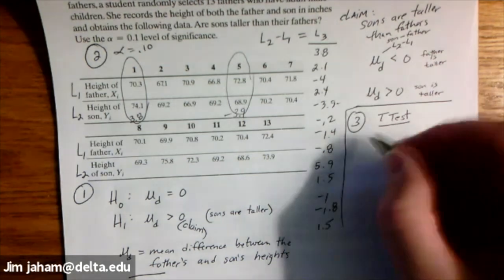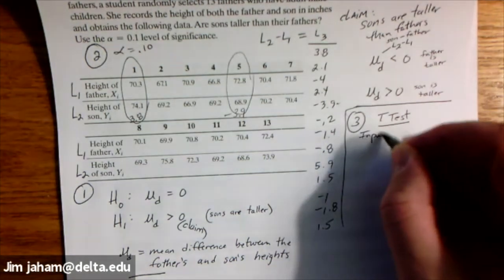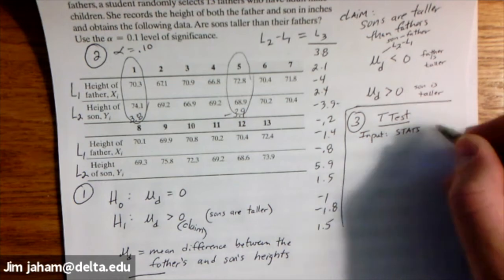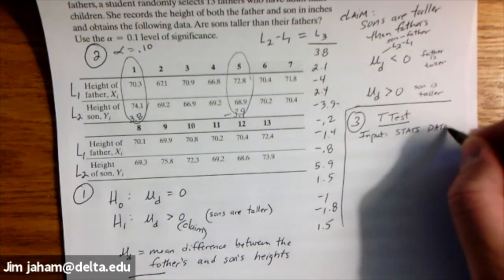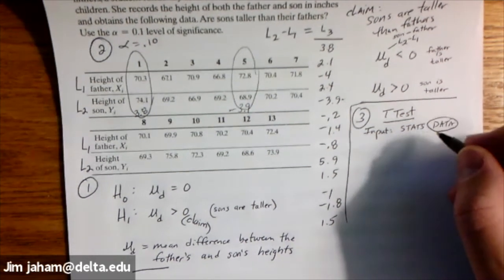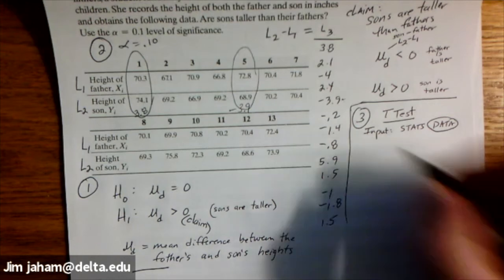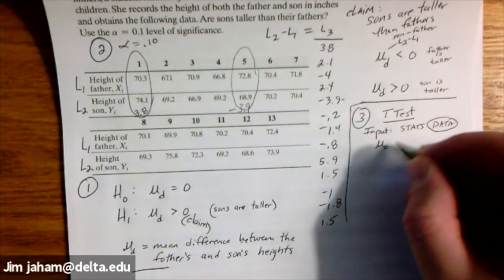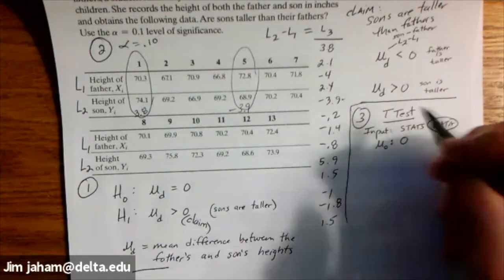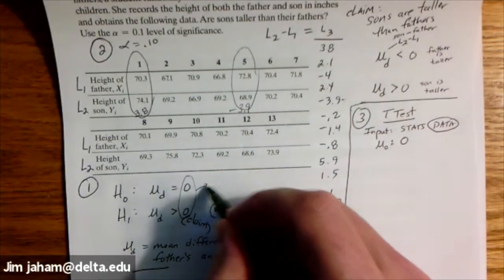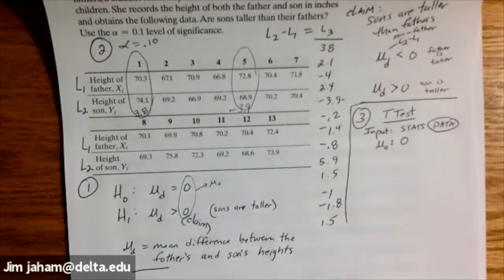All right, so the first thing it asks for is the input. Many of our problems, we just circle the summary stats, but in this case, we want to select data. As soon as you select data, it's going to ask you for your list and the frequency list. But the first thing it's going to give you is the mu0. What's the number in your null hypothesis? It's the 0. Okay, so both of these are your mu0 values.